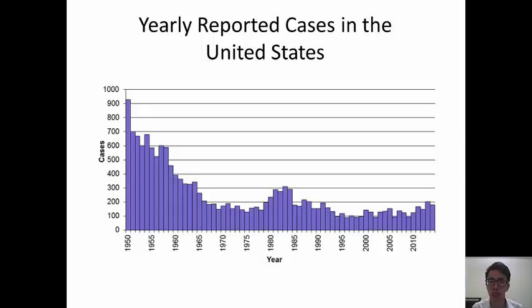As you can see here, there's a yearly reported case count in the United States of rabbit fever, from 1950 all the way to 2014. There is a general decline in the number of cases of rabbit fever. However, this is just the number of reported cases. The numbers could possibly be more, but as you can see, there is a general decrease as the years go on, as technology begins to progress and we learn more about the disease. We are able to combat it easier and better and have more preventive techniques to avoid getting the disease.